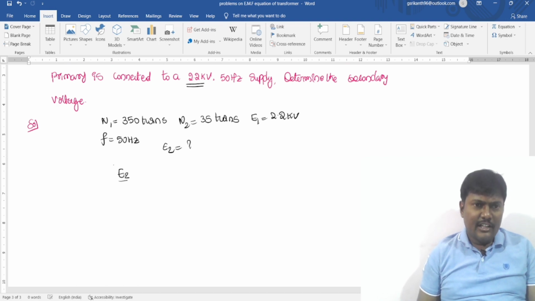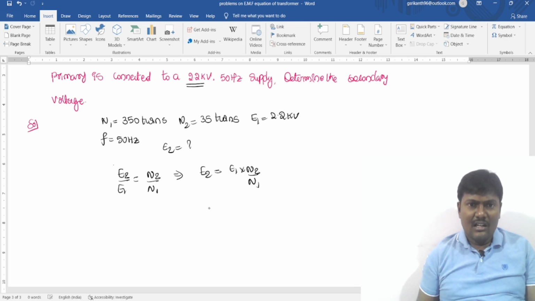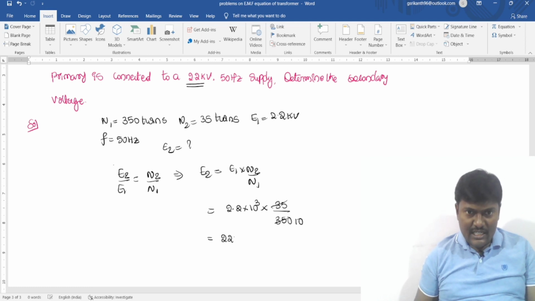It's very simple. E2 by E1 is equal to N2 divided by N1. From this, E2 is equal to E1 into N2 by N1. And what is E1? The primary induced EMF is 2.2 into 10 to the power of 3. N2 is 35 turns and N1 is 350. So I got it as 220 volts. The secondary induced EMF is 220 volts.